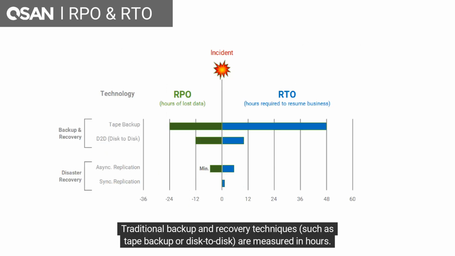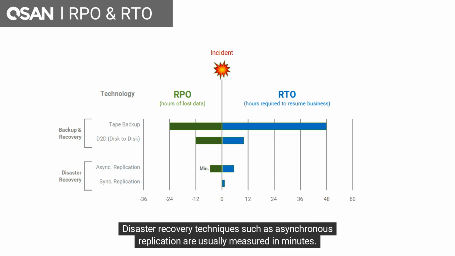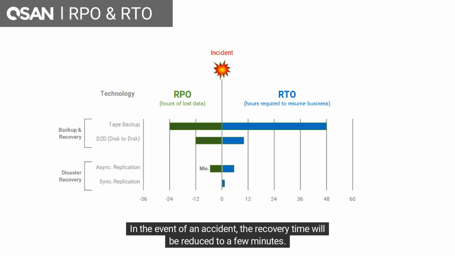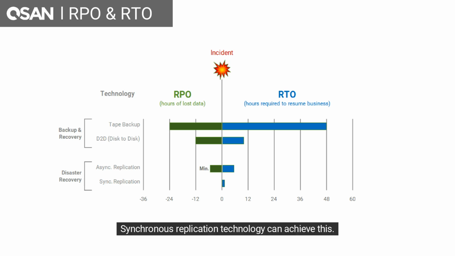Traditional backup and recovery techniques, such as tape backup or disk-to-disk, are measured in hours. It will take a long time for them to recover, such as several hours to several days. Disaster recovery techniques such as asynchronous replication are usually measured in minutes. In the event of an accident, the recovery time will be reduced to a few minutes. Another more stringent business continuity goal is measured in seconds, usually with no data loss at all. Synchronous replication technology can achieve this.